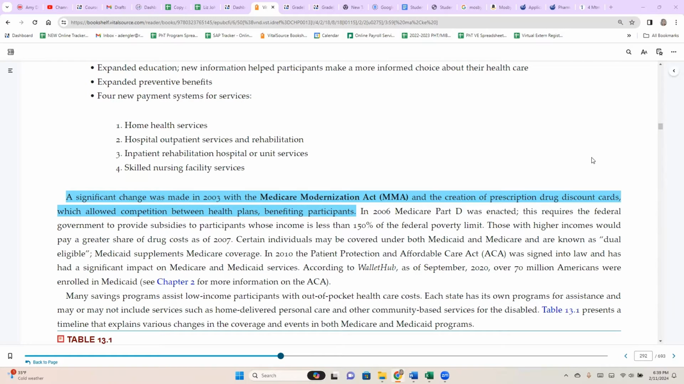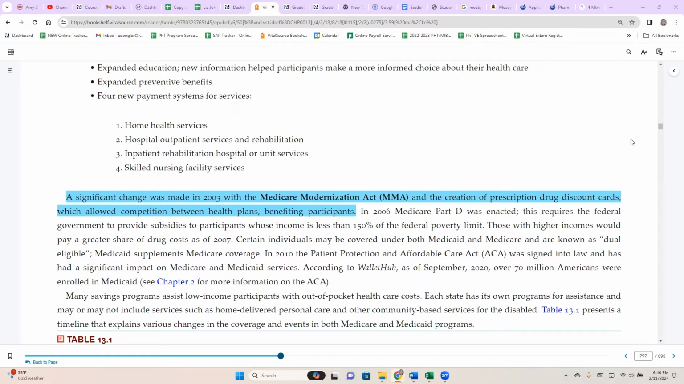A significant change was made in 2003 with the Medicare Modernization Act and the creation of prescription drug discount cards, which allow competition between health plans and benefiting participants. In 2006, Medicare Part D was enacted. This requires the federal government to provide subsidies to participants whose income is less than 150% of the federal poverty limit. Those with higher incomes would pay a greater share of drug costs as of 2007.